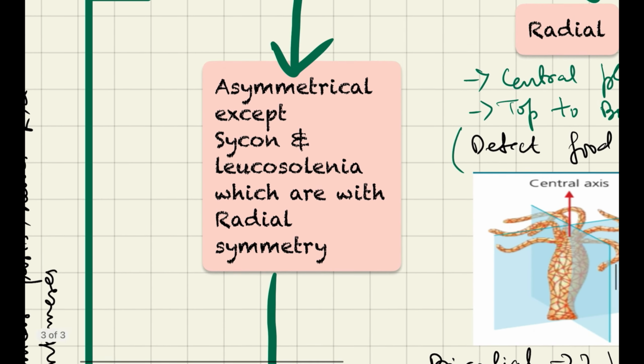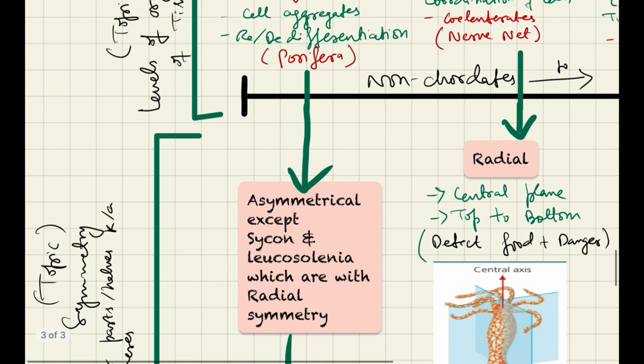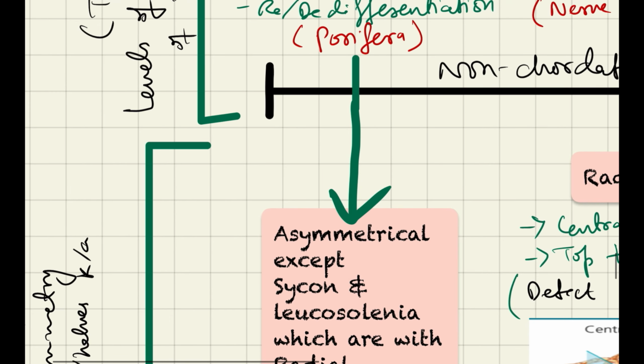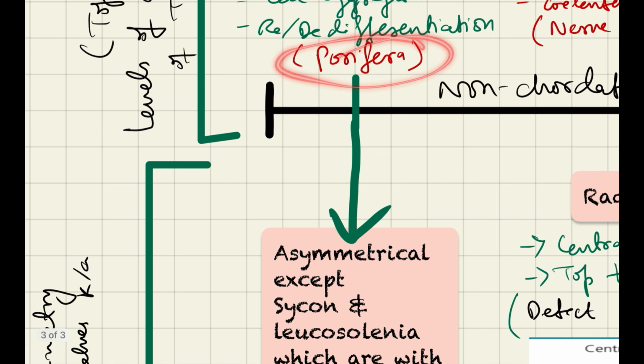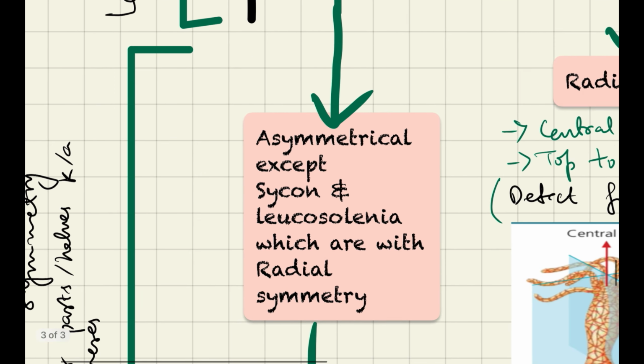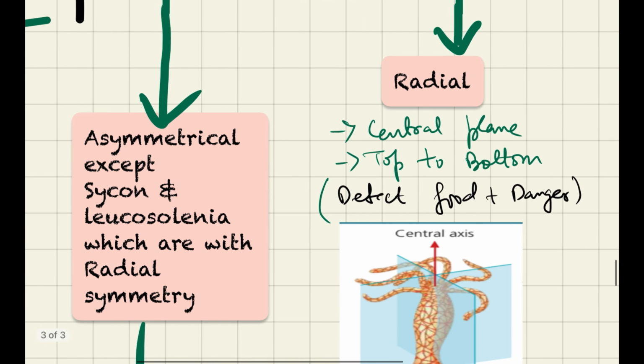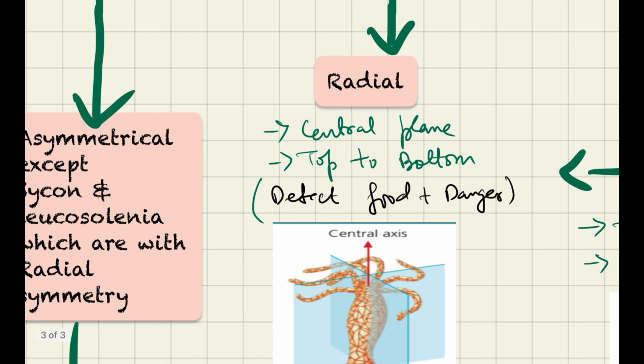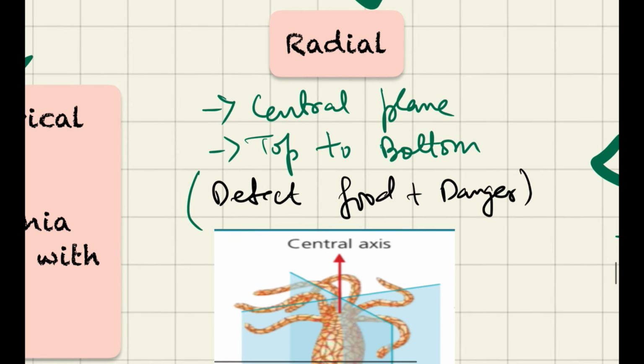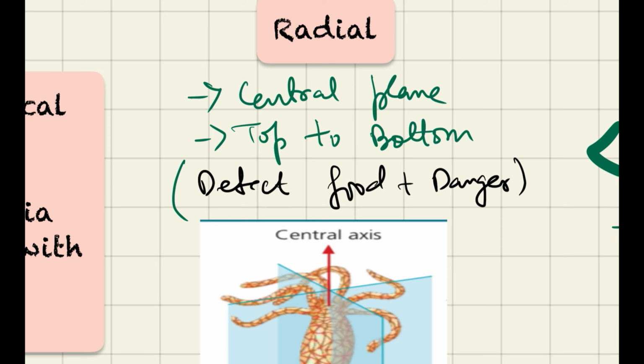For example, now let's come to the interlinkage also. In Porifera, we can see that there is no symmetry. Mostly they are asymmetrical, except Sycon and Leucosolenia, which have radial symmetry. We will discuss what radial symmetry is, but they are mostly asymmetrical. Now let's come to radial symmetry. In radial symmetry, there are two conditions. First is the central plane and second is top to bottom.